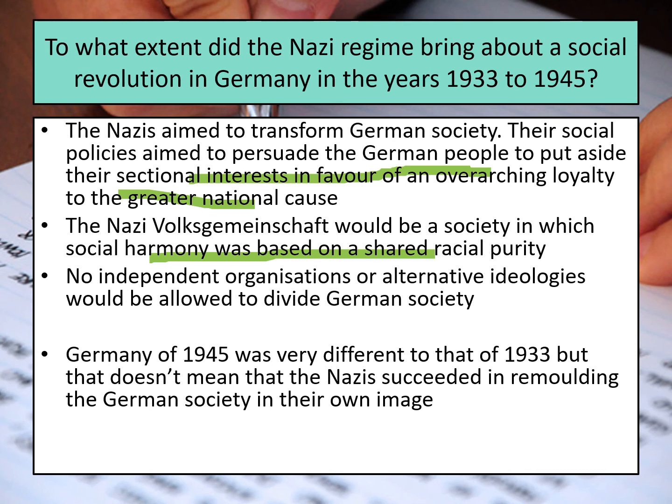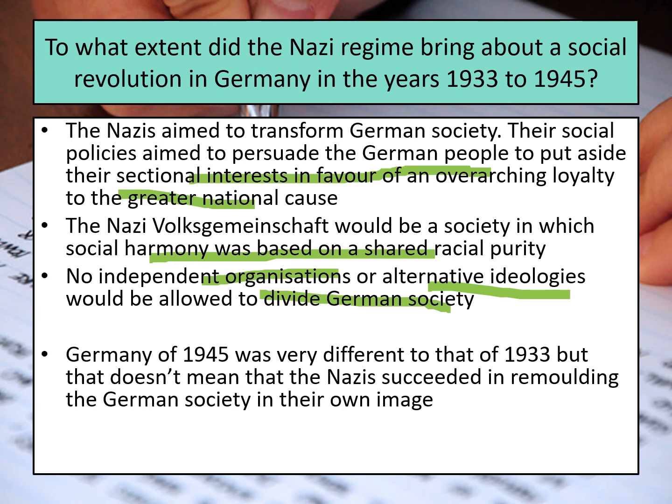As part of the Volksgemeinschaft, the Nazis didn't want to allow any independent organisations or alternative ideologies, which would then be able to divide German society. So you need to think about your own views about how much did Germany really change under the Nazis? To what extent did they come up with a social revolution? Or would you say that the changes weren't revolutionary?